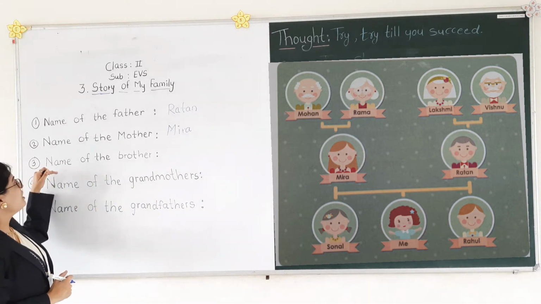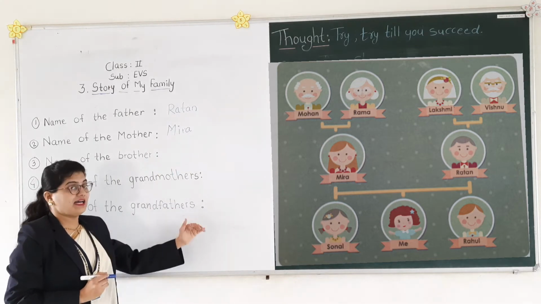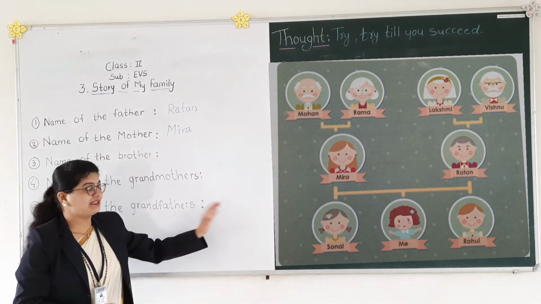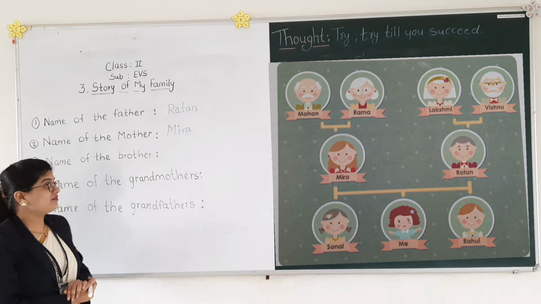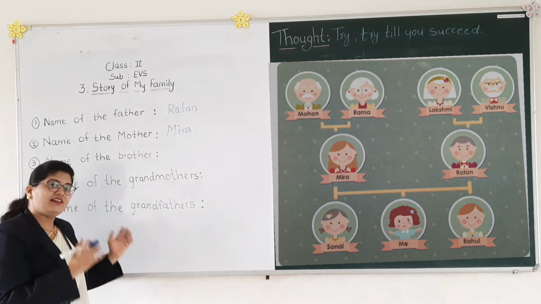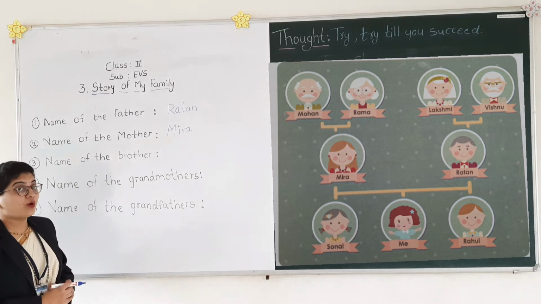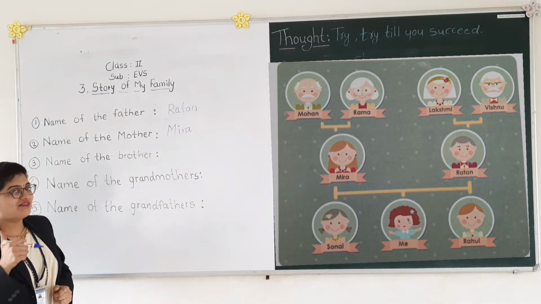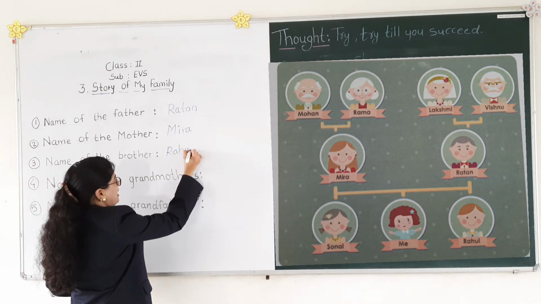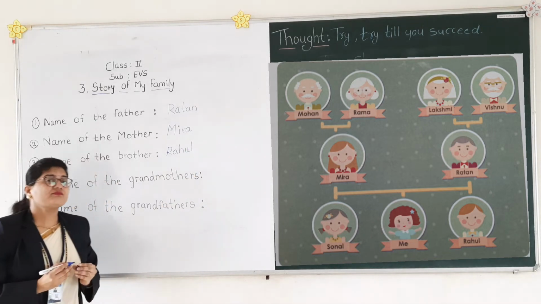Okay, then here, the name of the brother. As I told you, who is there in the last level? Yes, very good. Children of the family come at the last level. Okay students, now here brothers, siblings, cousins, they all come in the last level. So you have to tell me the name of the brother. What is the name of the brother? Yes, very good. Here the name of the brother is Rahul. R-A-H-U-L. Rahul.